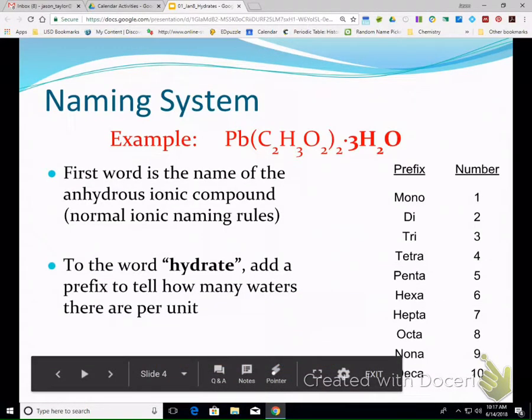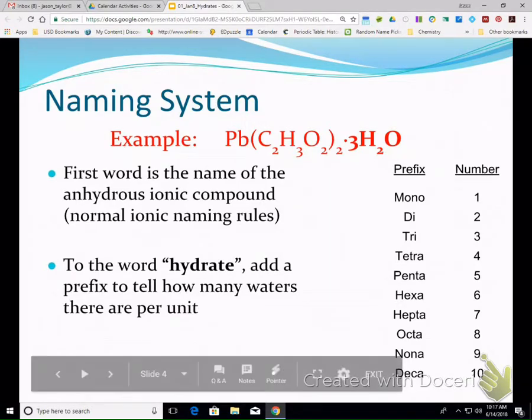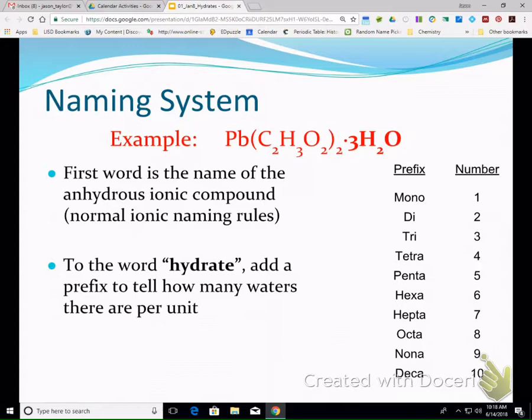Let's move on to the naming system. The naming system, as I mentioned, is a bridge between ionic and covalent. The first thing you do, here's our example, Pb(C2H3O2)2 dot 3H2O. So there's 3 waters attached for every one of these molecules. To name it, look at the first bullet. First word is the name of the anhydrous ionic compound. In other words, just use your ionic naming rules like you just learned to name the anhydrous part, the part on the left of the dot.